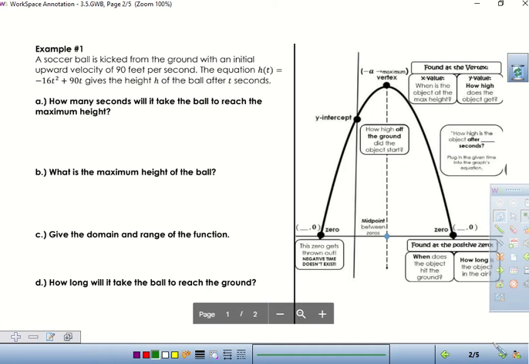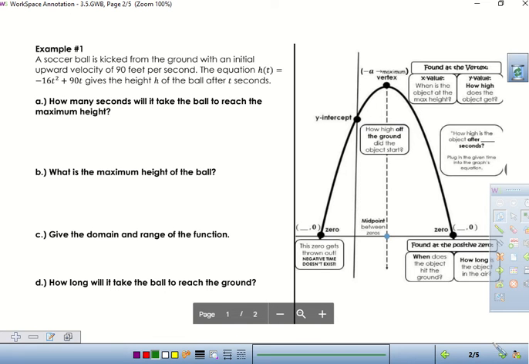The maximum, if you're dealing with a projectile, is always the vertex. So if you want to know the time at which the maximum height occurred, or if you want to know the maximum height, that's your vertex. The x-coordinate of the vertex tells you when the maximum height occurred, the time when it occurred. The y value tells you what that maximum height actually is.